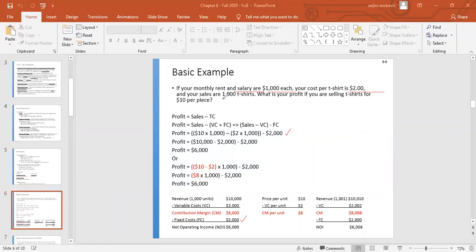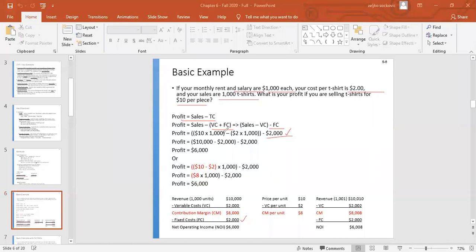And you're selling 1,000 t-shirts. That's the quantity, right? And then if you are selling each t-shirt for $10, what's your profit? Well, again, you start with the basic equation: sales minus total cost. What is the total cost? Variable and fixed. How much is fixed? Well, fixed, it's 2,000.